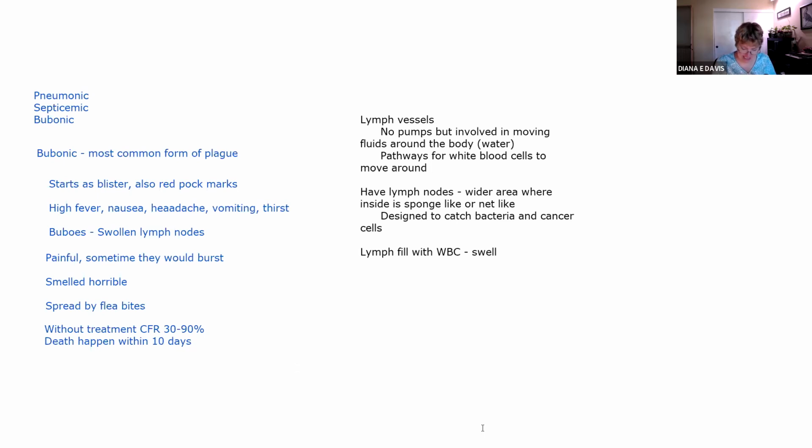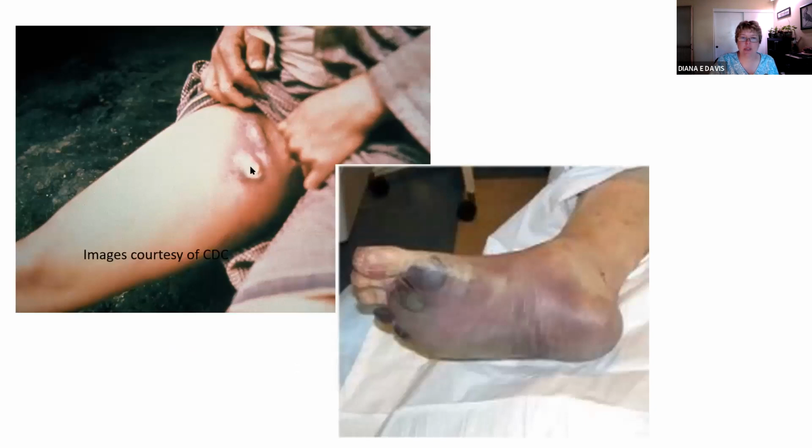Okay, screenshot. Okay, so again, these are swollen lymph nodes here. And this is some of that gangrene and that purple token of God's wrath.